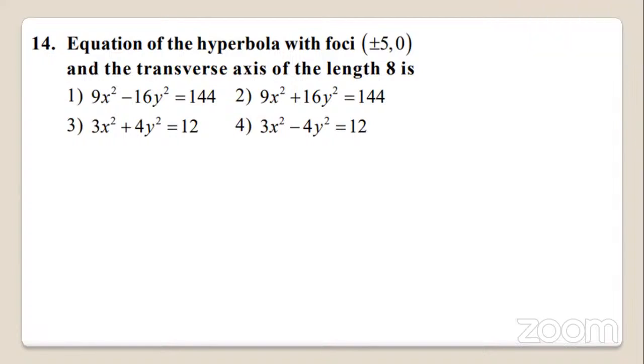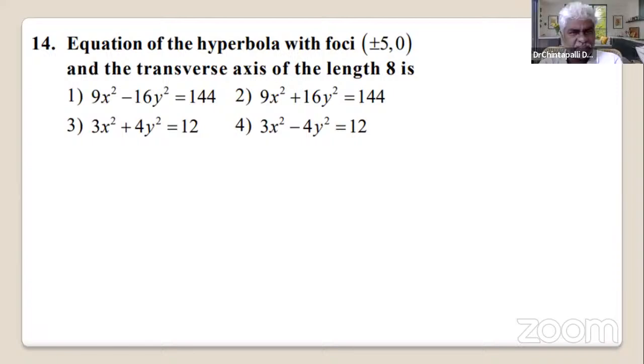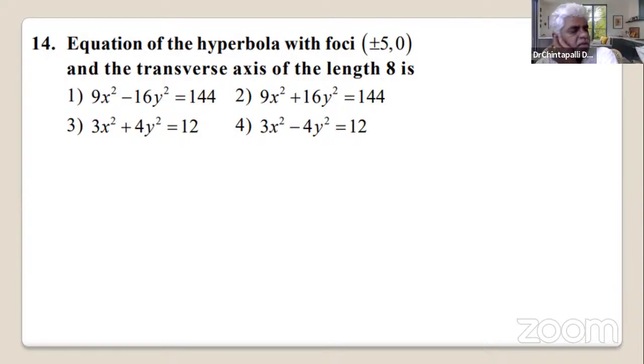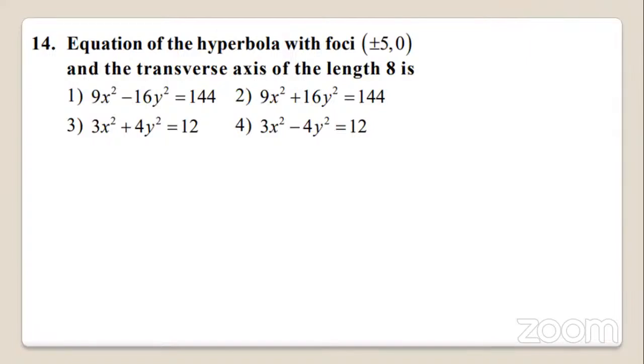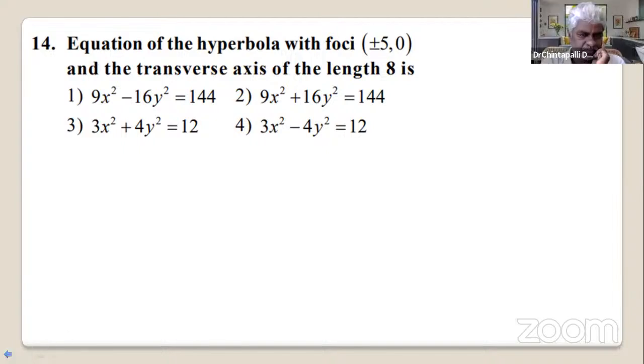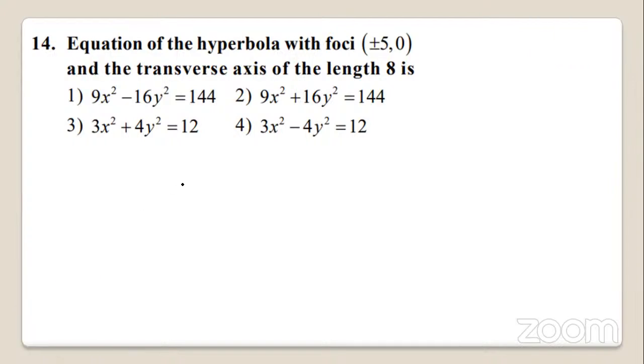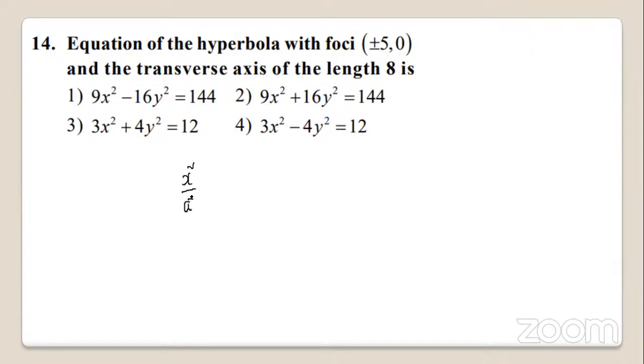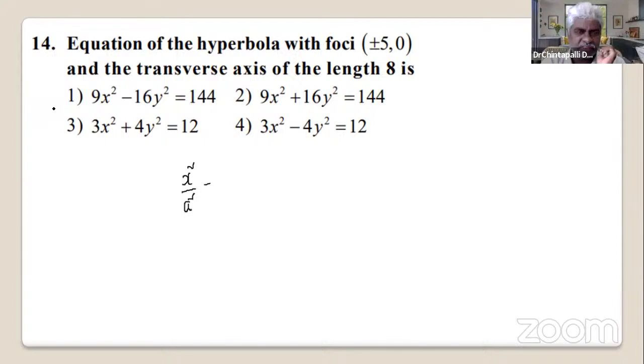X square by 16 plus y square by 9 equals 1. So is it option 3, sir? What is A square? 16, sir. Very good. B square, 9, sir. Since it is a hyperbola, it must be minus: x square by 16 minus y square by 9. So then is it option 1, sir? Very good. That's good.